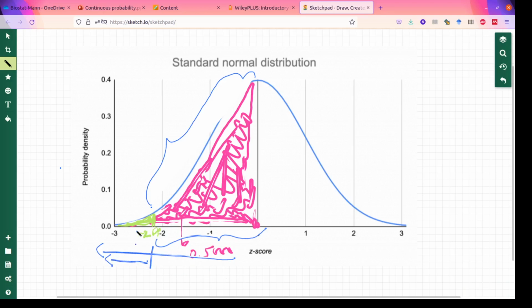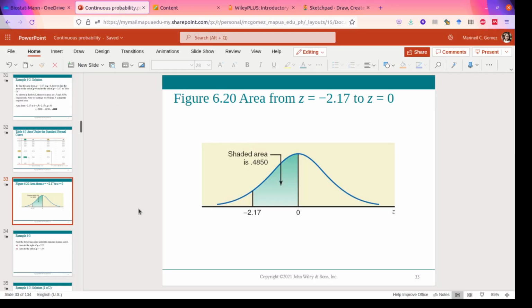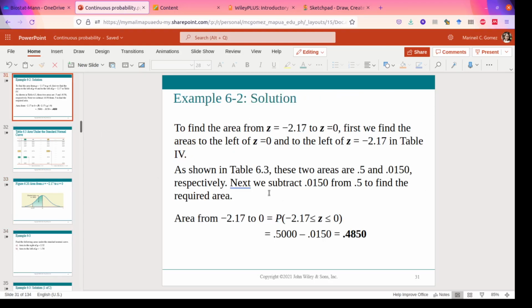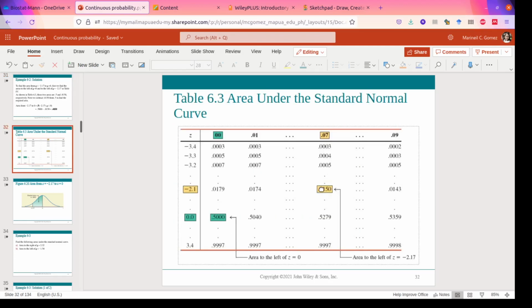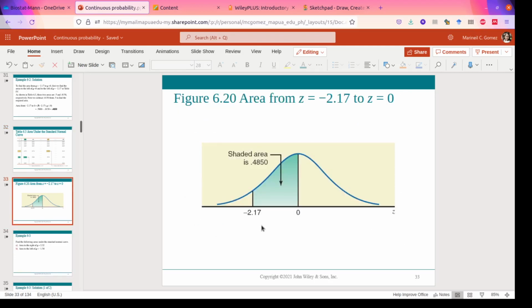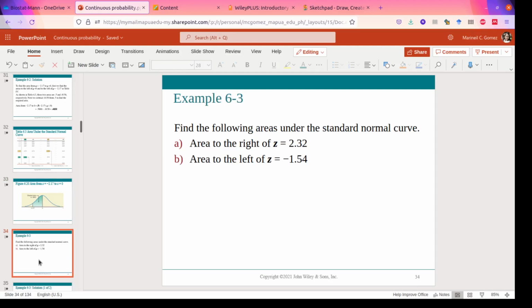So this is this one. So the calculation of getting this value is just 0.5 minus 0.015, because 0.015 is the region to the left of negative 2.17. So this is now the region under the curve. So let's have another example.